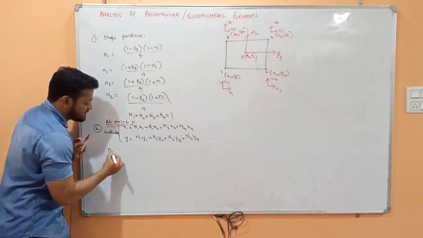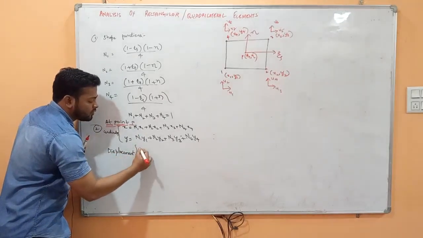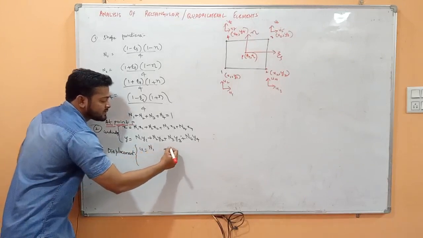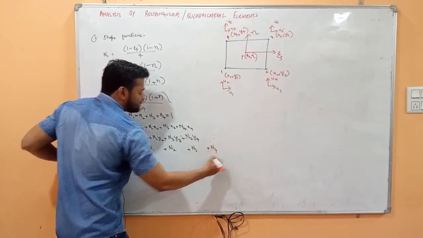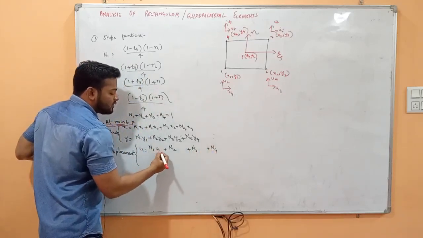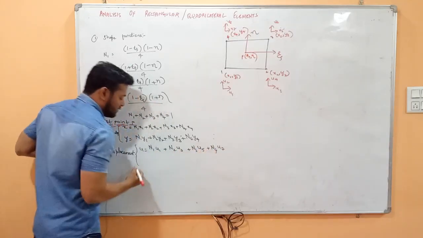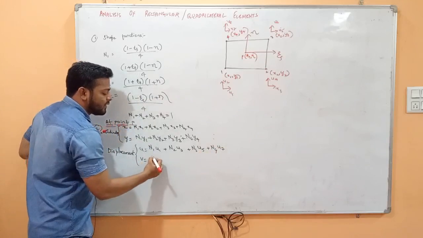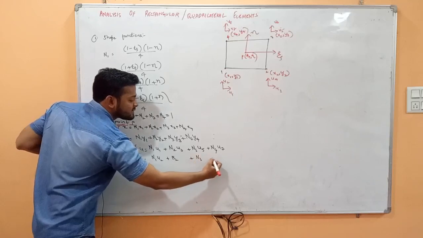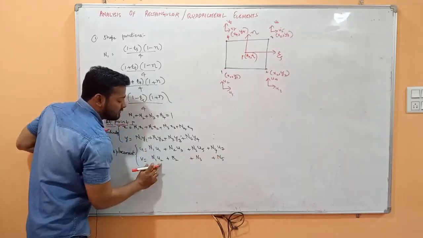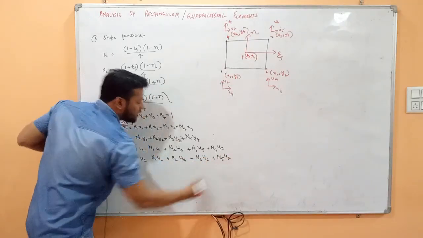So displacement formulas are: u is equal to N1 plus N2 plus N3 plus N4. So just write down the odd values here, u1, u3, u5, u7, and the formula of v is N1 u2 plus N2 plus N3 plus N4. Just write down even values here, u2, u4, u6 and u8.